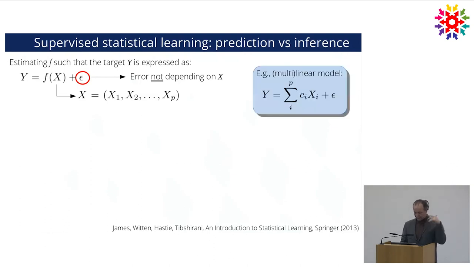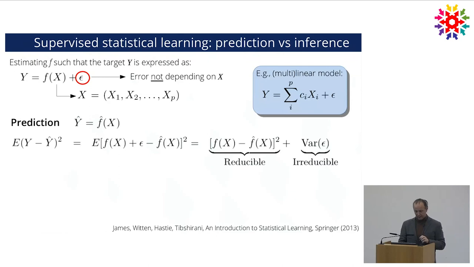So let's say that we have a multilinear model, so it's just a linear combination of the features in the descriptor, and you make your prediction, and then you define exactly this reducible and irreducible error. So the better your function f, the lower will be the prediction error. But you have this irreducible part that is always there, and you should not forget about it when you analyze the thing.